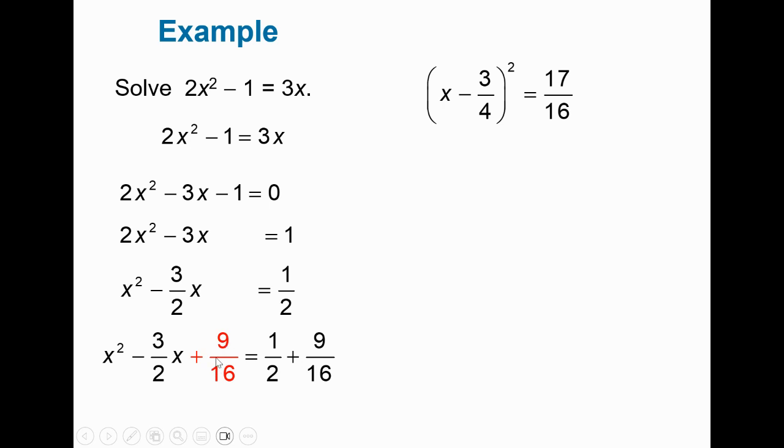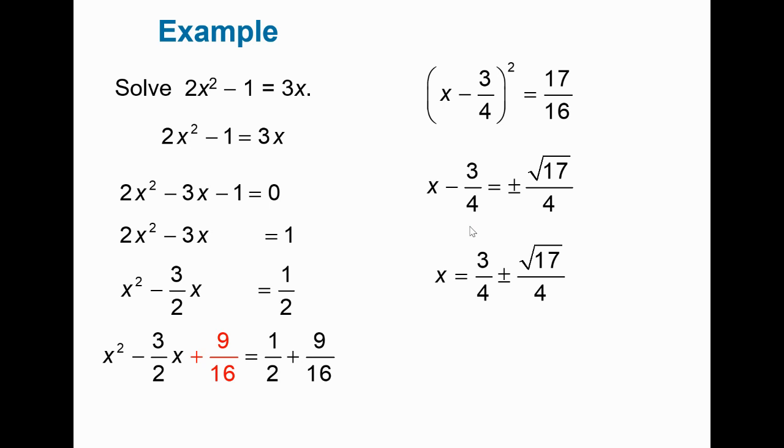So what I want to do is add 9 sixteenths to both sides. He doesn't show you that, I wish he did. Now, to solve for x, I'm going to take the square root of both sides, making sure I use plus or minus, and then add 3 fourths to both sides. I end up with x equal to 3 fourths plus or minus the radical 17 over 4.